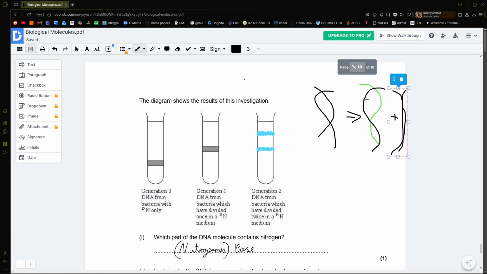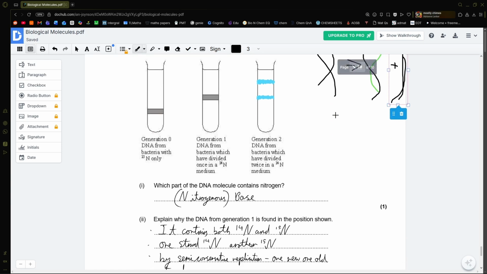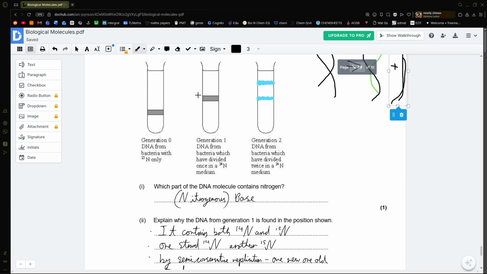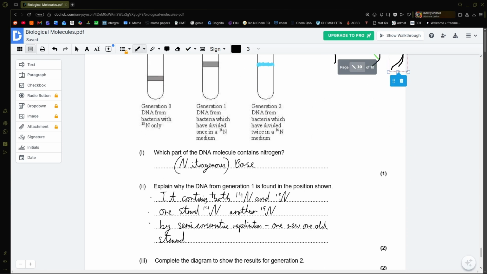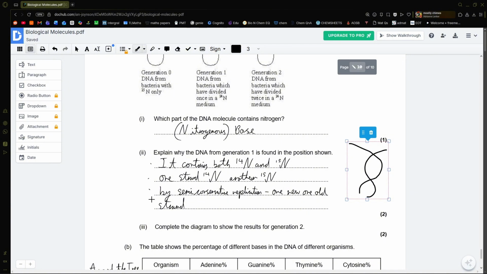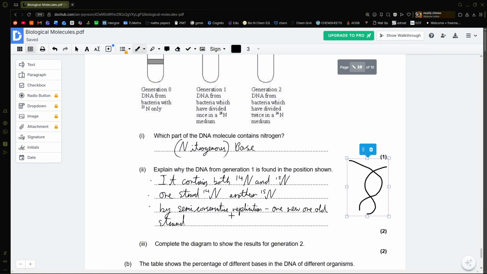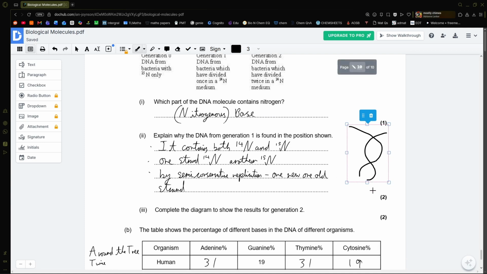So each new DNA molecule still has one strand from the original DNA. So it's in the middle because it contains both. It contains one strand of 14N and one strand of 15N. This is done by semi-conservative replication, where you have one new strand and one old strand in the new molecule. Hope that makes sense.